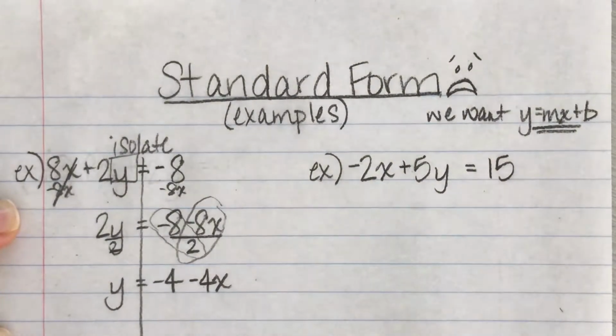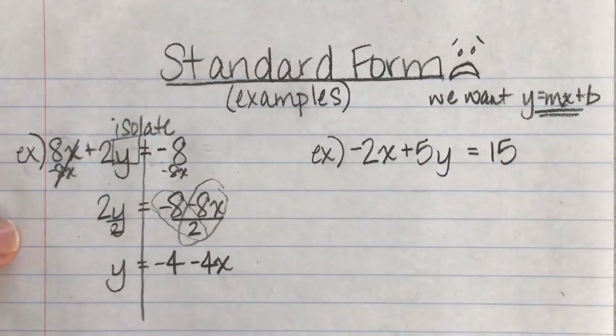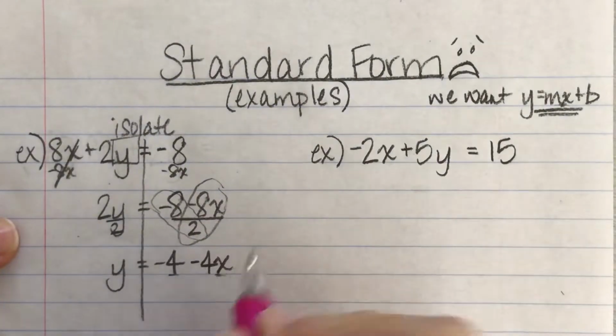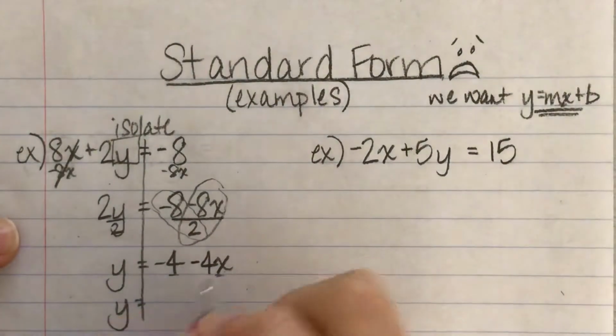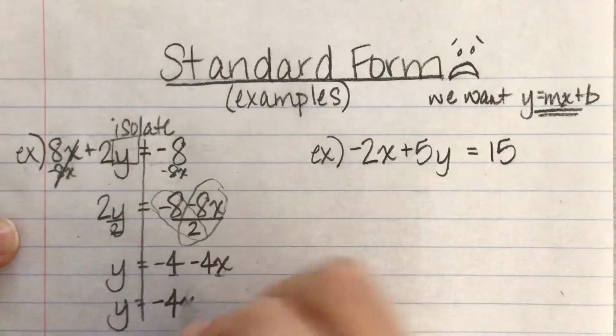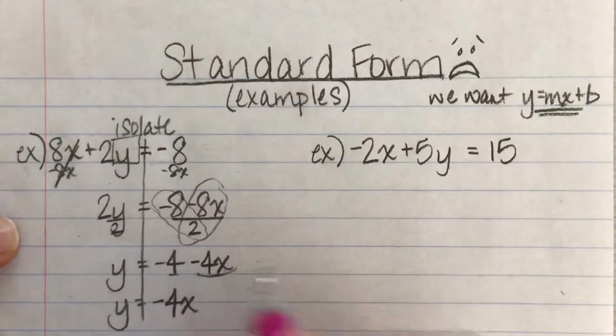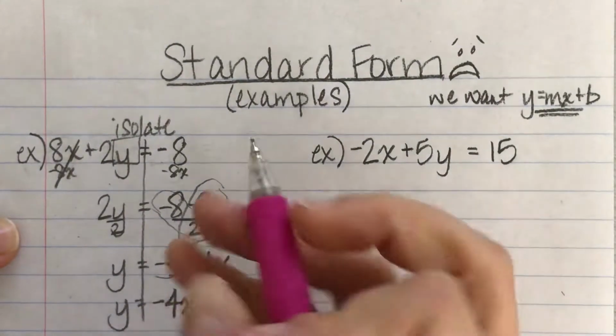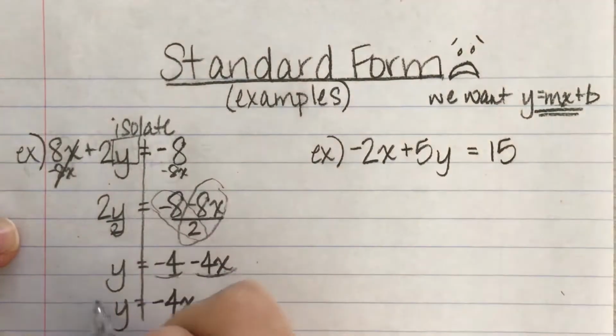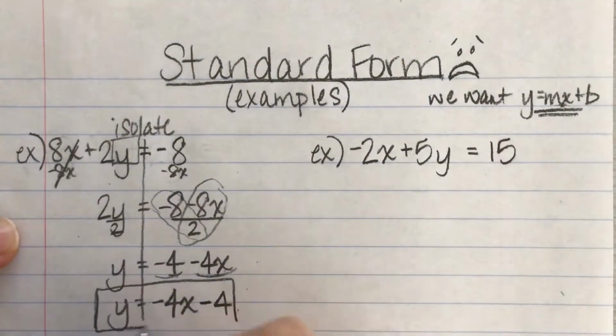And then, just because I really do prefer mx plus b, I'm going to rearrange this a little bit to say, okay, let's put the mx part in the front. Negative 4x is your slope with your x. And then negative 4, the y-intercept, I'm going to put at the back right there.